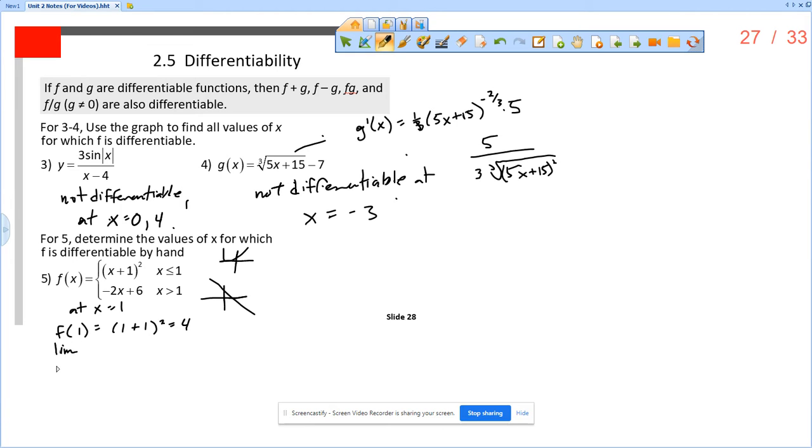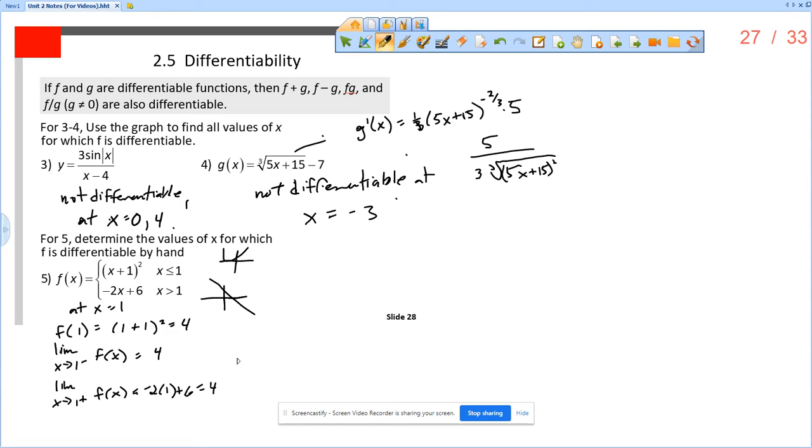And then we want to evaluate the limit as x approaches 1 from the left, and then the limit as x approaches 1 from the right. All right. So limit as x approaches 1 from the left. On the left of 1 is the top piece, so that would be 4 again. And on the right of 1 is the bottom piece. So negative 2 of course, times 1 plus 6, well, that gets me 4.